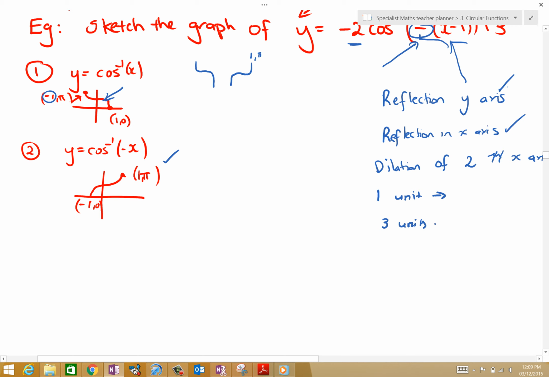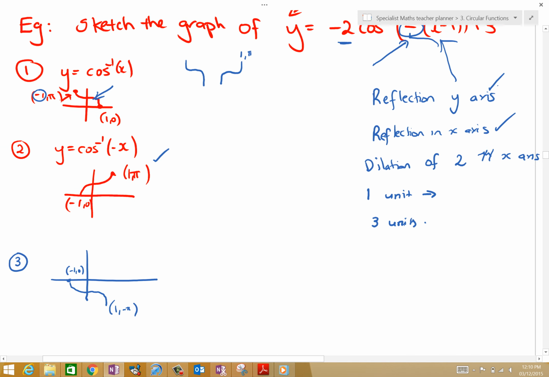Let's reflect in the x-axis. So therefore, stage 3, we can say, okay, let's reflect in the x-axis, which means there becomes there, and it's going to look like something like this. And this -1, 0 is going to stay exactly the same, isn't it? And this thing over here is going to be not 1 pi, it's going to be 1, -pi. Happy with that?